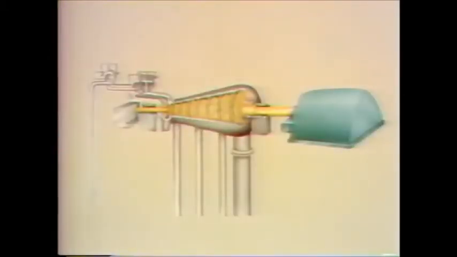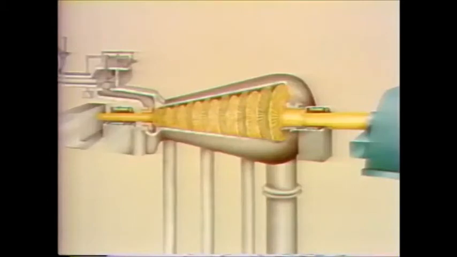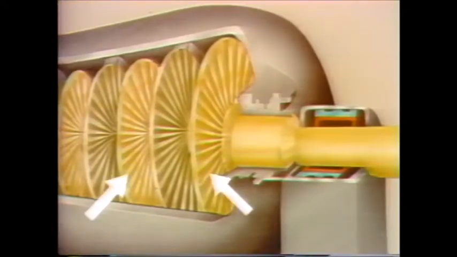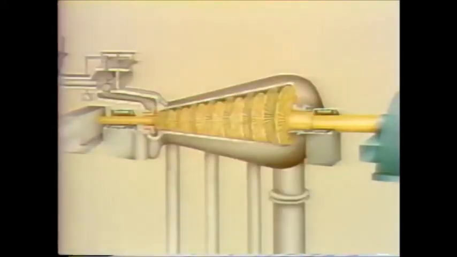Now, here you see a simplified diagram of a typical steam turbine. Turbines are composed of moving parts, stationary parts, and systems of pipes and valves. We'll start with the moving parts: the shaft, the wheels, and the moving blades. The turbine shaft runs the entire length of the turbine and is connected to the generator. Turbine wheels are connected to the shaft and hold the moving blades, or buckets as they're sometimes called.